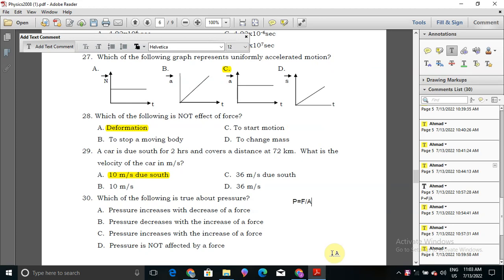When pressure increases, force also will increase. When pressure increases, area decreases. And reversing, when pressure decreases, area increases, right? So the correct answer, the true statement about pressure, will be C, that pressure increases with the increase of force, because pressure is directly proportional to force and inversely proportional to area. So the correct answer for question number 30 is choice C.